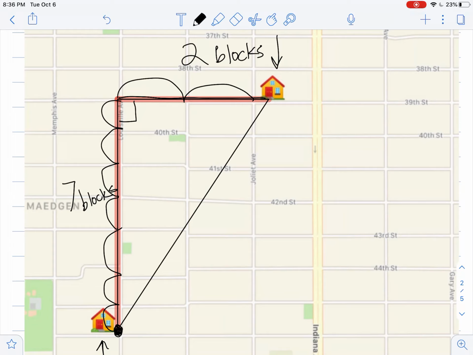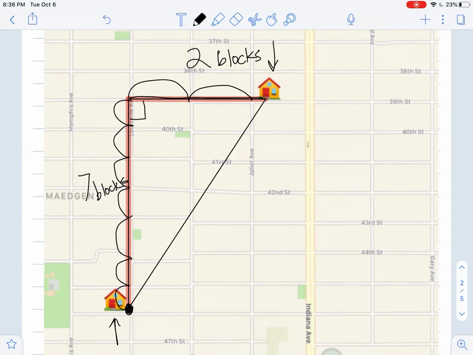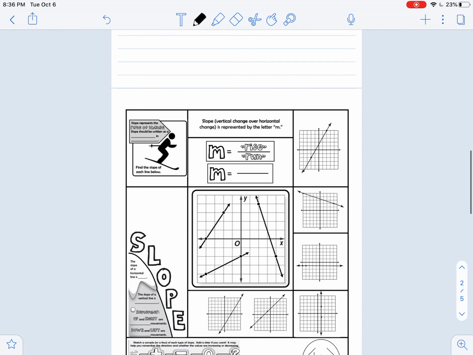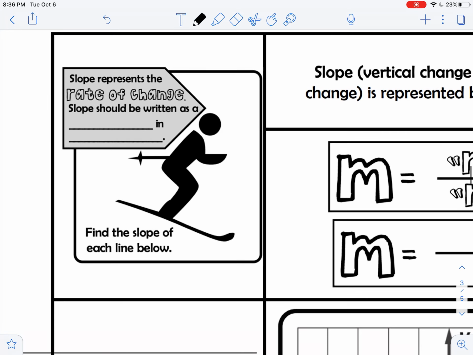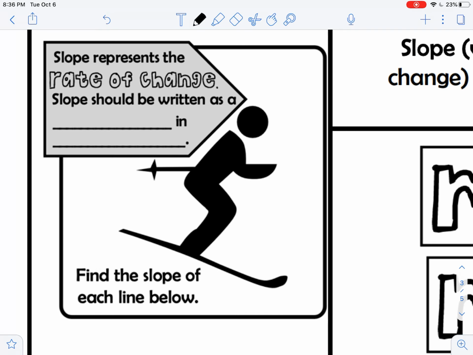And this is how we're going to be able to find our slope for today, or how we're going to find our rate of change. You're going to be taking those right triangles. So let's go ahead and let's take it down here to our notes, and let's talk a little bit. Slope represents the rate of change. Slope should be written as a fraction. So we're going to write the word fraction in simplest form.